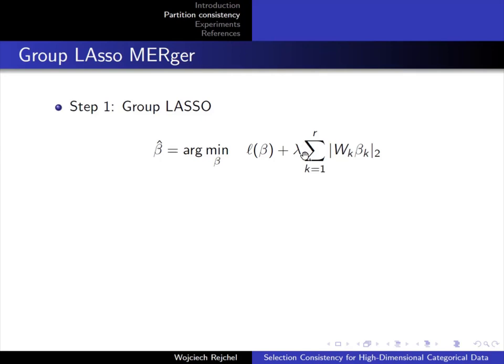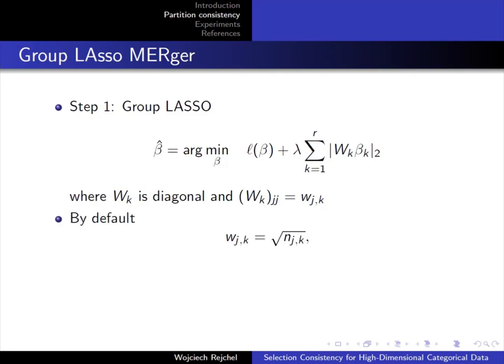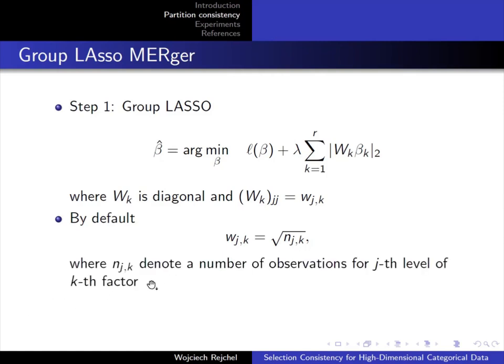We minimize a function very similar to the previous one. However, here we put some matrices, some weights. They are diagonal, and on the diagonal they have some numbers which are deterministic and positive. By default we put as these numbers the square root of njk, where njk is just the number of observations that you have on the jth level for the k-th factor. Okay, so this is our default. However, our theorem works for general diagonal matrices Wk, and what is more, I will try to optimize this choice in some way.